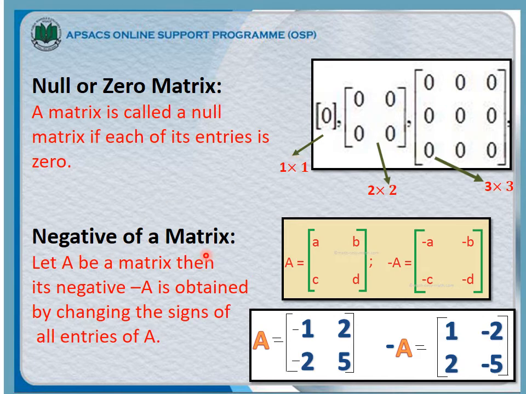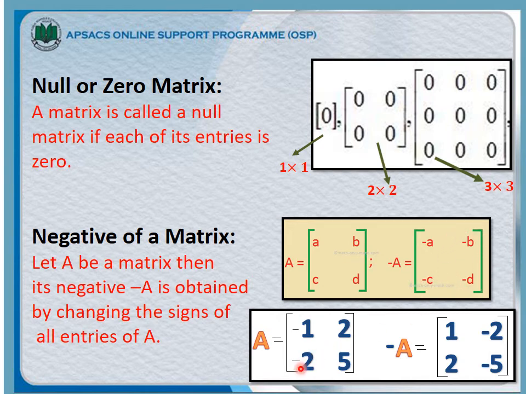Now negative of a matrix. Let A be a matrix, then its negative, minus A, is obtained by changing the signs of all the entries of A. I will explain with examples. This is the matrix A. All the entries have positive sign. So in minus A, as these are positive, all the entries would become negative, because in the definition all the signs would be changed. So negative A will be obtained by changing the signs of all the entries.